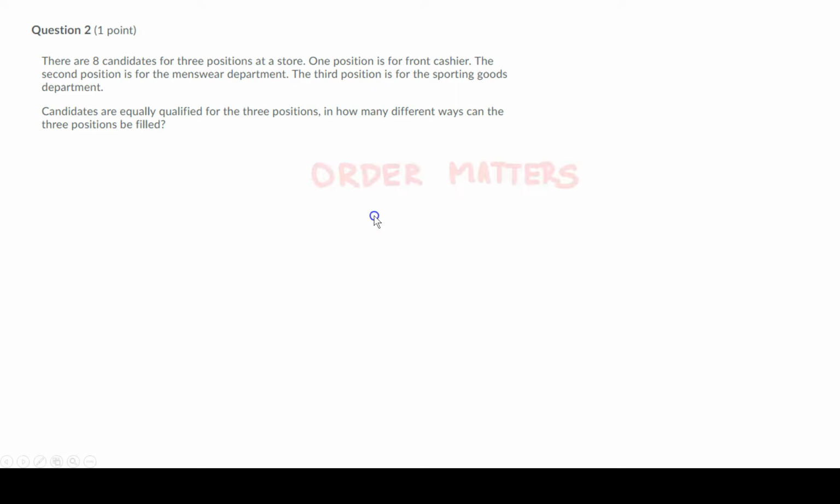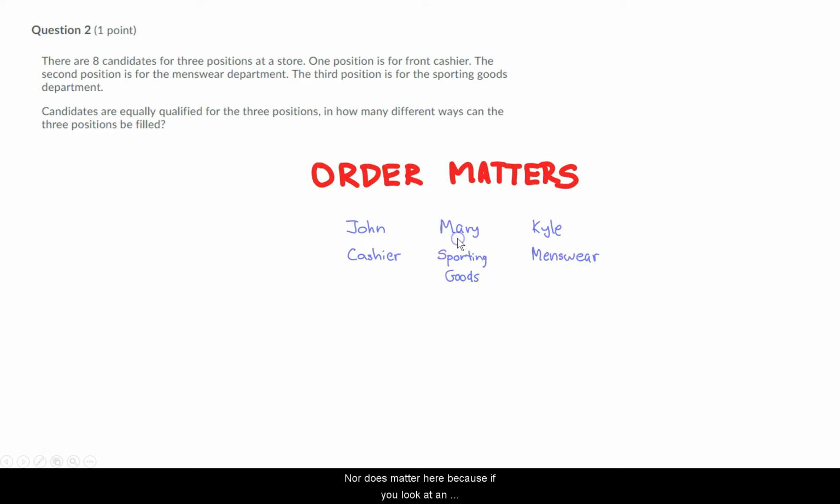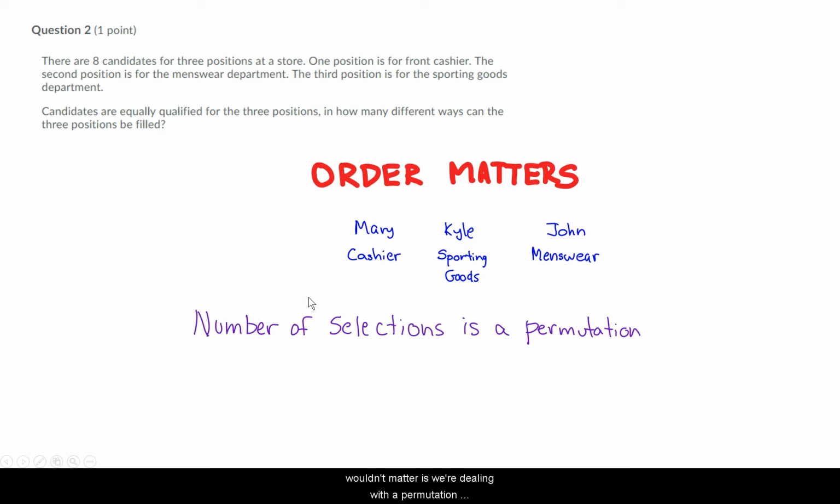However, the order does matter here, because if say 3 people were chosen, John, Mary, and Kyle, and John's the cashier, Mary's working in sporting goods, and Kyle's working in menswear, that's different than saying that Mary's the cashier, Kyle's in sporting goods, and John is in menswear. The same 3 people are being hired, but these are different circumstances. So the order does matter, and because the order matters, we're dealing with a permutation rather than a combination. So we're going to be doing the permutation 8P3.